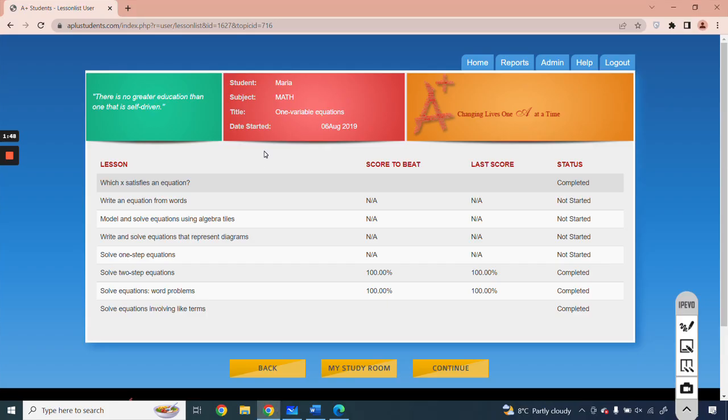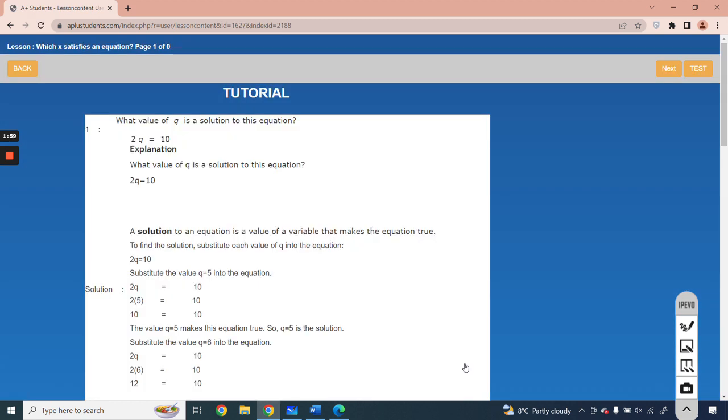Okay, here I am on grade 7 maths. The chapter name is one variable equation, and let's start with the first lesson, which x satisfies an equation. Okay, let's start with the first example. What value of q is a solution of the equation? Basically we have to look for the solution of the equation. So what is the solution of the equation?